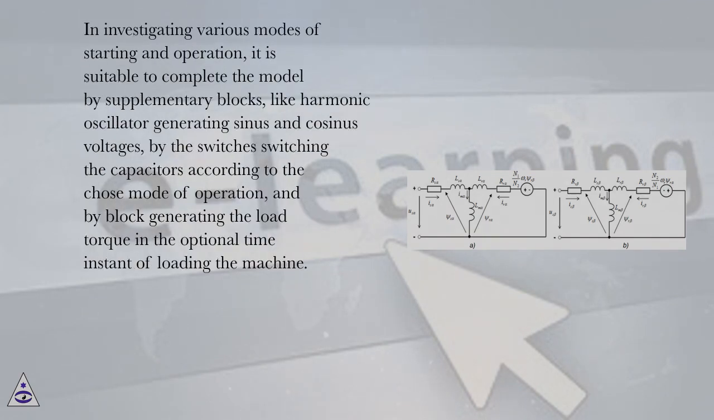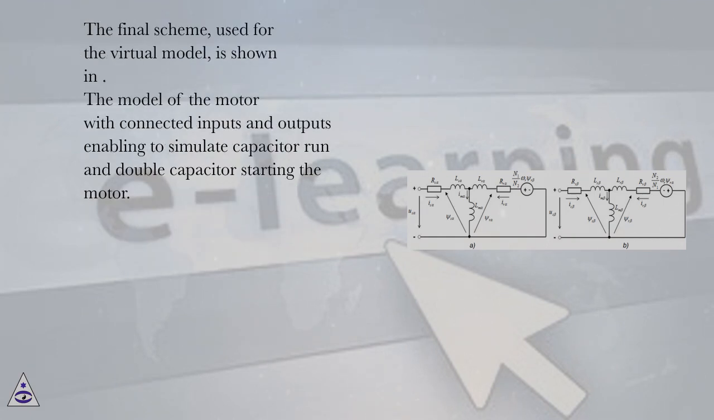In investigating various modes of starting and operation, it is suitable to complete the model by supplementary blocks, like a harmonic oscillator generating sine and cosine voltages, by the switches switching the capacitors according to the chosen mode of operation, and by a block generating the load torque at the optional time instant of loading the machine. The final scheme, used for the virtual model, is shown in the model of the motor with connected inputs and outputs enabling to simulate capacitor run and double capacitor starting of the motor.